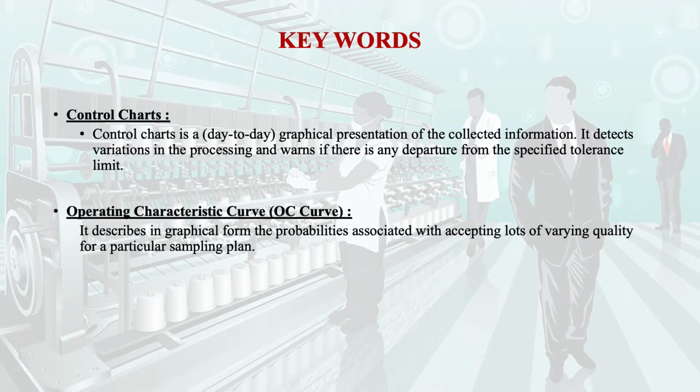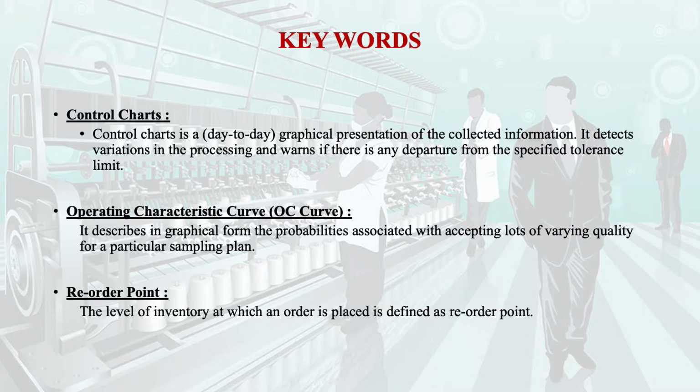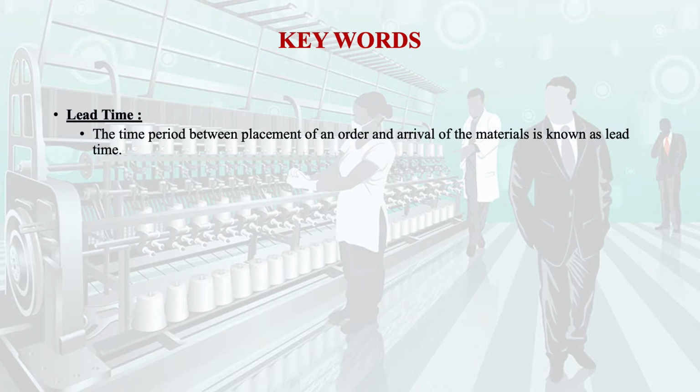It detects the variation in processing and warns if there is any departure from the specified tolerance limit. The operating characteristics curve we have defined. It represents the probability of acceptance against the percentage defective. Reorder point, which comes under inventory, is the point where you place the order. Lead time is the time between placing the order and receiving the order.